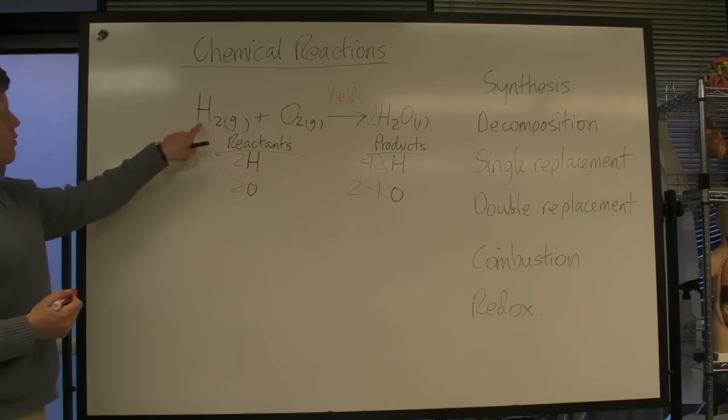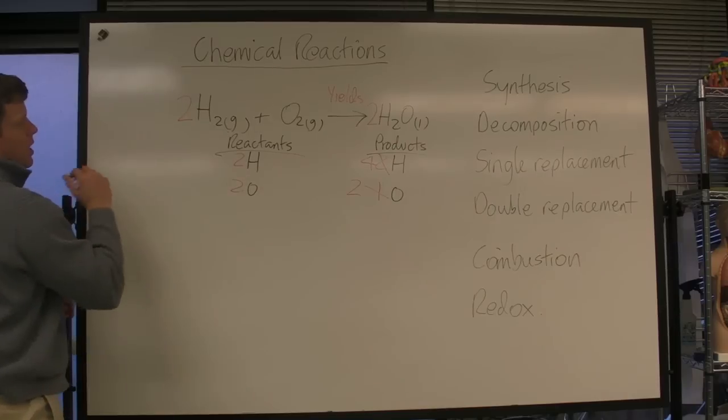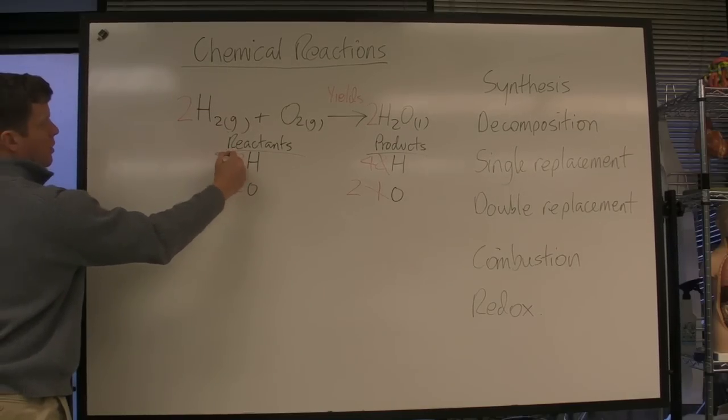So what I need to do is increase my number of hydrogens on this side, and so I do that by putting a 2 in front. 2 times 2 is going to give me 4.